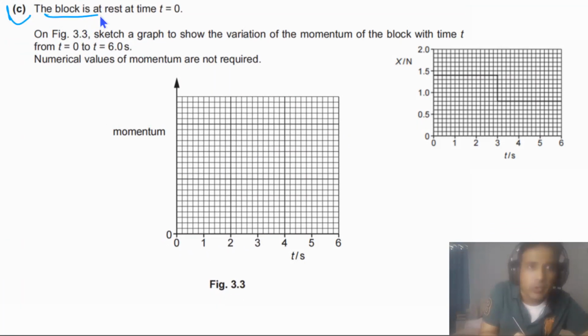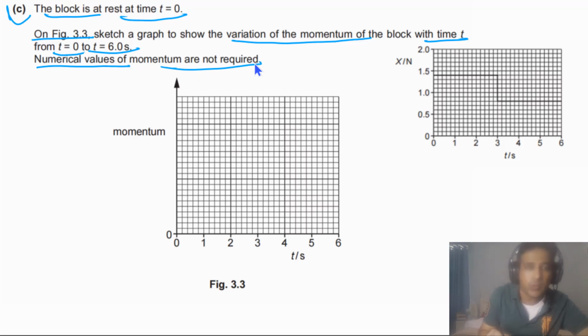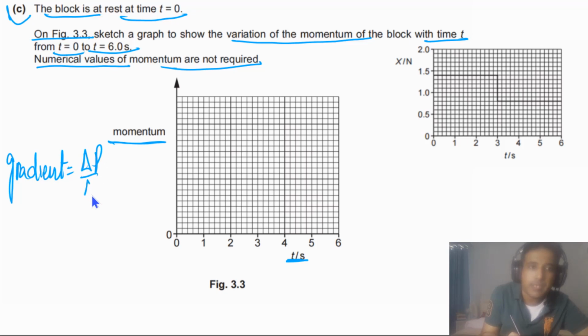Part C says the block is at rest at time t equal to 0. On figure 3.3, sketch a graph to show the variation of the momentum of the block with time t from t equal to 0 to t equal to 6.0 seconds. Numerical values of momentum are not required. For this question, we have momentum on the y-axis and time on the x-axis. The gradient of this graph is equal to delta p by delta t, and this gradient represents net force.